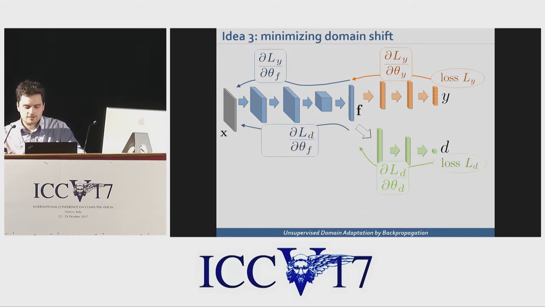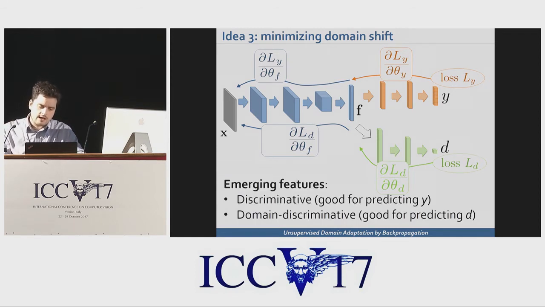Okay. Here is how gradients will flow during the learning process using standard backpropagation. The feature extractor will be updated by the losses both from the class predictor and the domain classifier. And if I just do this naively, I will get features which are good for predicting class labels, but are also good for predicting the domain label. I want the first one, but the opposite of the second one, because I want my features to be domain invariant in this setting.